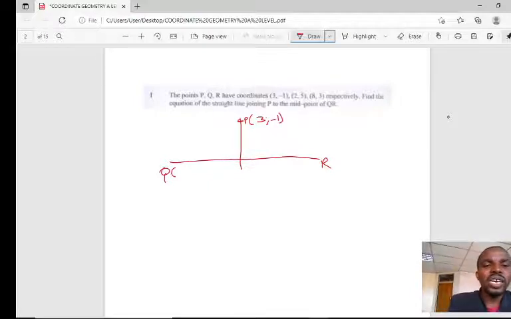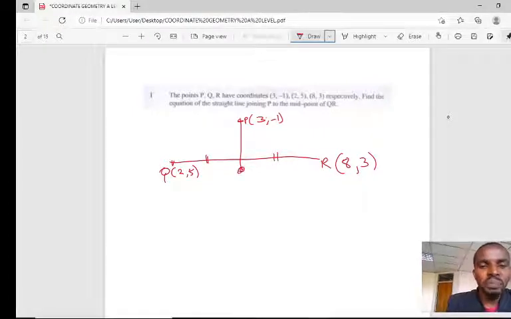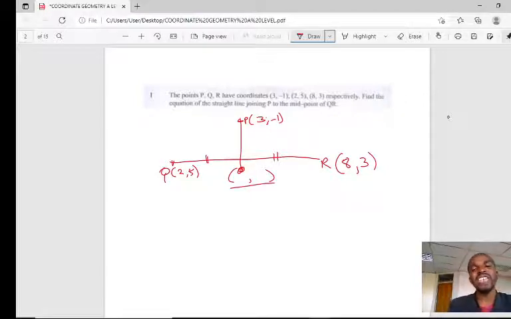Then QR, Q is a point. What is the coordinate of Q? It is (2, 5), like this. Then R is (8, 3). Yes, like this. So if the line is joining the midpoint of QR, it means this line bisects the line QR, which means this one is the midpoint. So what you want is the midpoint of the line QR first. Then you can use that line to find the equation of the line from P. First, remember, you have to calculate the gradient, then the equation of the line.